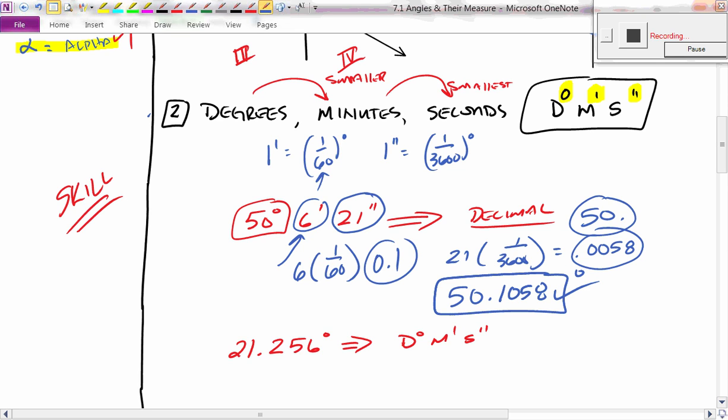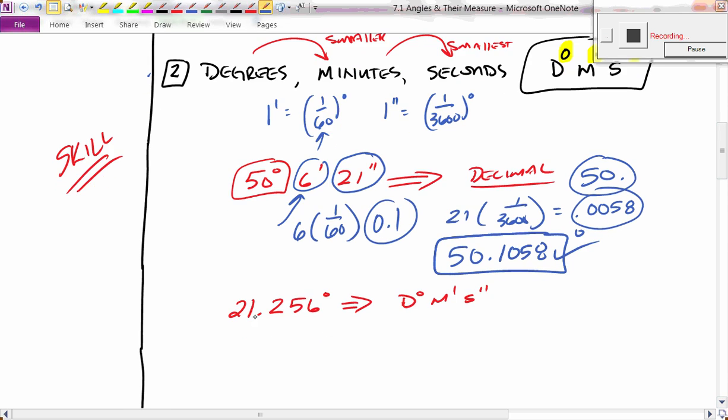So we can convert between the two, all right? Going the other way is a little bit more tricky. So we're going to take 21.256 degrees, and we're going to change that into degrees, minutes, and seconds. Okay, so again, we ask ourselves, well, where is this angle? This angle is somewhere between 21 and 22 degrees, right? So I know that I'm going to start off with a full 21 degrees, aren't I?